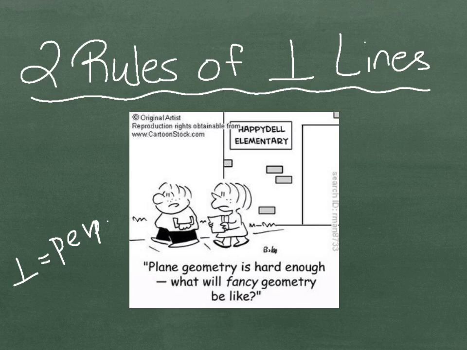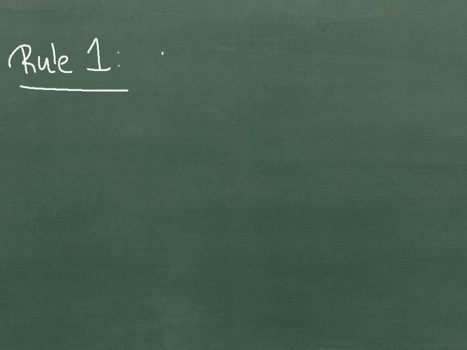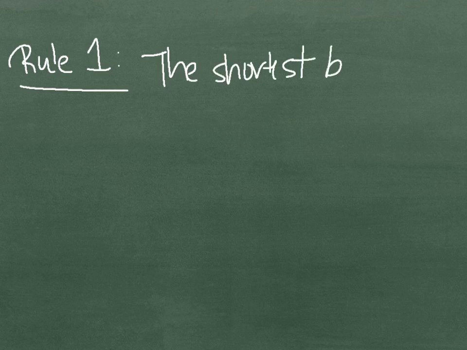Parallel lines means the slopes are exactly the same. Perpendicular means they are opposite reciprocals. So we're going to talk about two different rules of perpendicular lines. Alright, the first rule, rule number 1, states this, that the shortest distance between any point or any points is a perpendicular line.